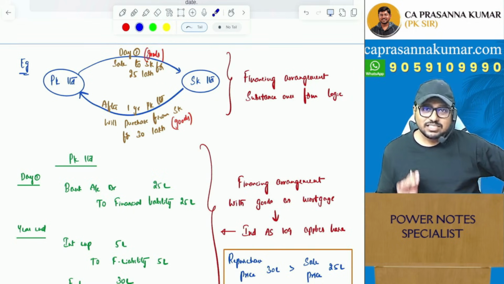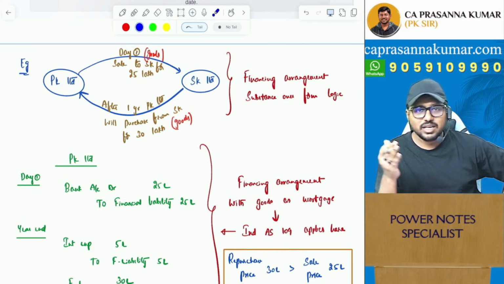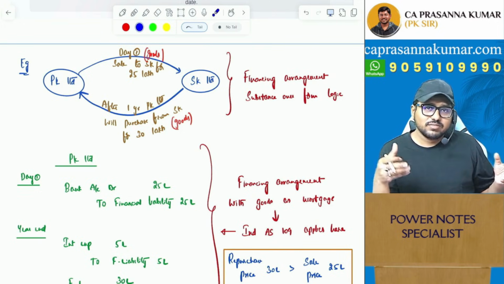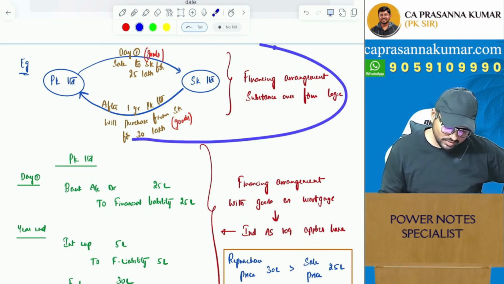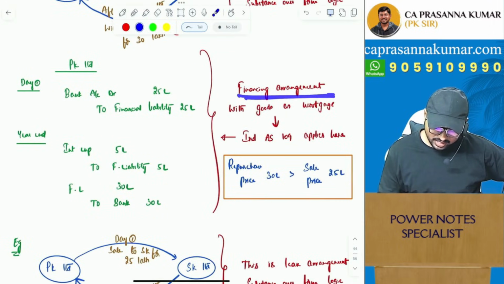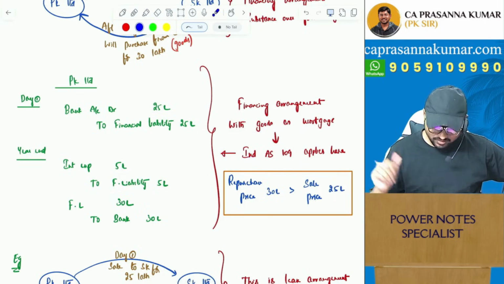That's what is happening. Even though the name, the form that they are saying is that it is sales and purchase. There is a form. But if you look at the substance, it seems as if it is like a financing arrangement. Same concept we have seen in financial instruments as well. So therefore, this is just like a financing arrangement with goods as mortgage. Okay. IND AS 109 applies here because that's what we have already seen in financial instruments.